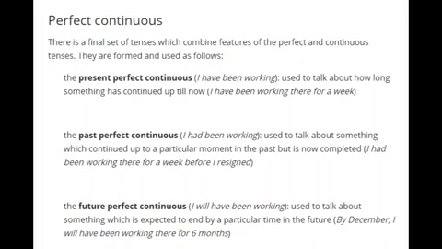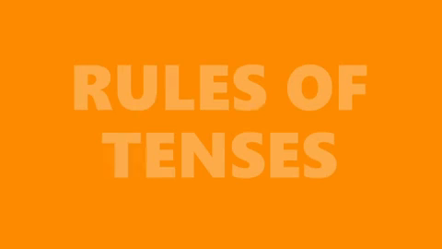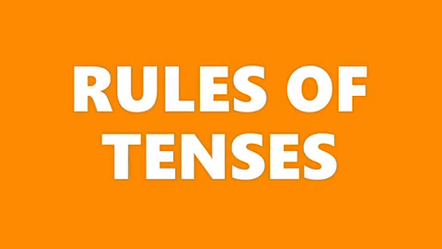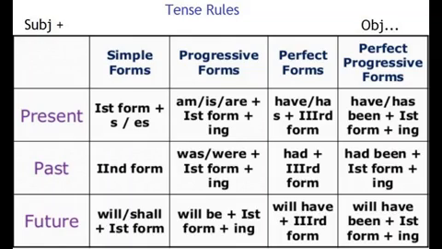Now come to the rules of the tenses. The rules of the tenses are very important in grammar. Now let's see how grammar rules are formed, whatever I have explained to you now. See this rule, tense rules. To make the simple form, progressive form, that means continuous form, perfect form, and perfect progressive form, that means perfect continuous form. These are the sets, these are the examples.